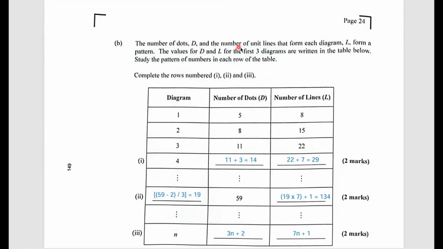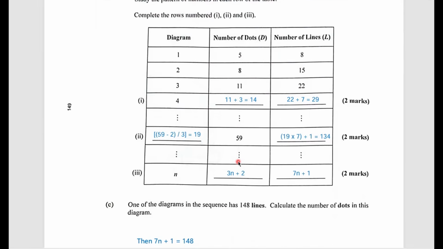So D is the number of dots and L is the number of unit lines to form each diagram. Values of D and L for the first 3 diagrams are written in the table below. Okay. Study the pattern of numbers. You want to complete the table. So let's get into it, right? You can see with the number of dots you're adding 3 every time. So with the fourth diagram, you add 3 to 11, you get 14. But here you're adding what, 7 every time. So with this diagram, you add 7 to 22, you get 29.